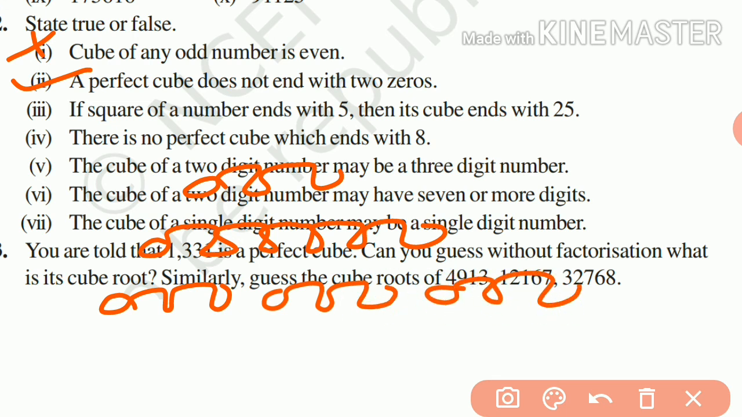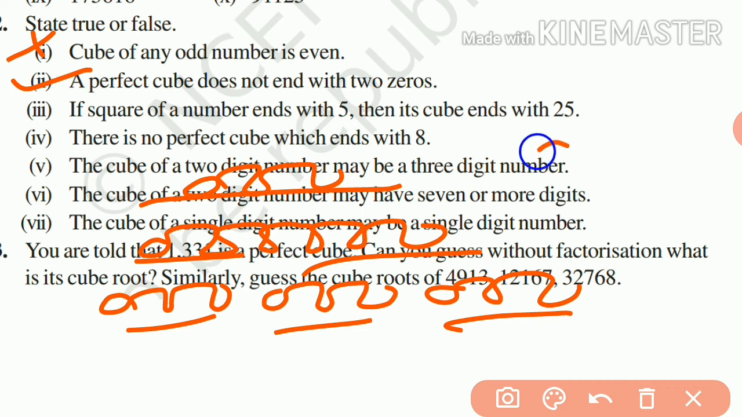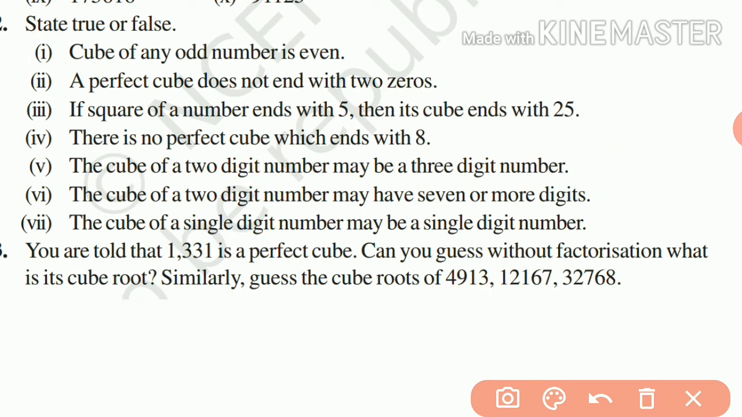In this way, the perfect cube always ends with triplets of zeros, so this pair and this pair in the form of triplets. So a perfect cube does not end with 20, that is, it cannot end with 20. Now third is, if a square of a number ends with 5, then its cube ends with 25.